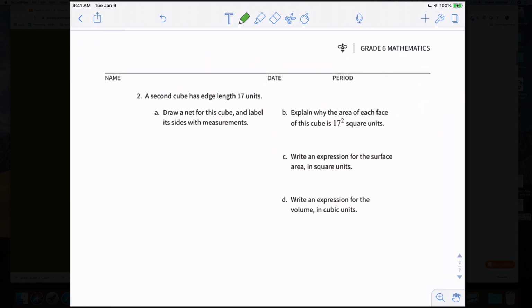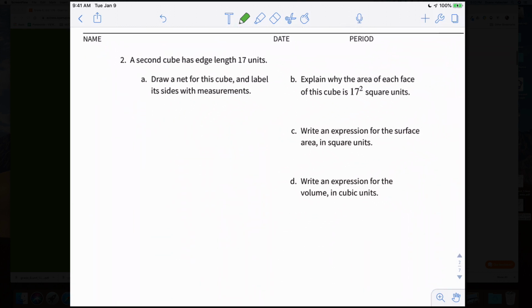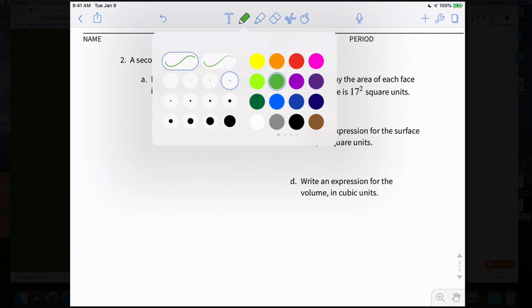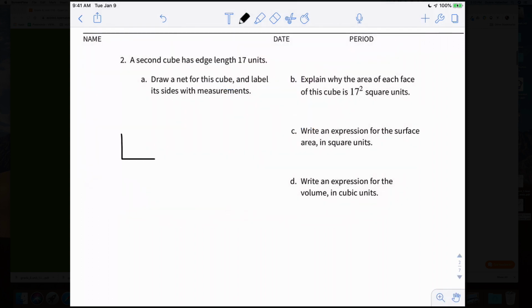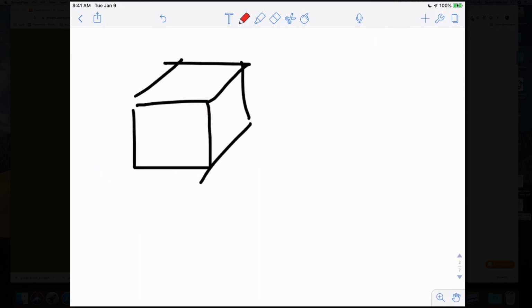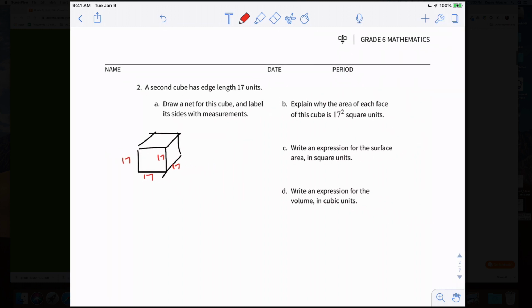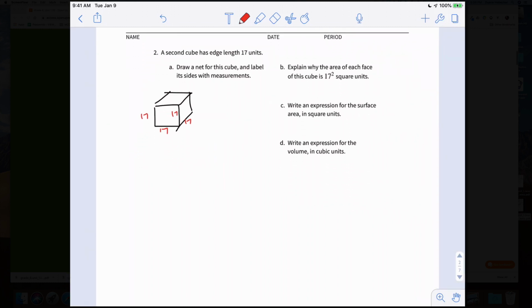So let's continue. A second cube has edge lengths of 17 units. In this case, they're just going to say units. So we know that every single edge length is 17, 17, 17, 17, etc. It says draw a net for this cube. Great. So we're going to do that T thing again, but I'm going to go in a slightly different direction.